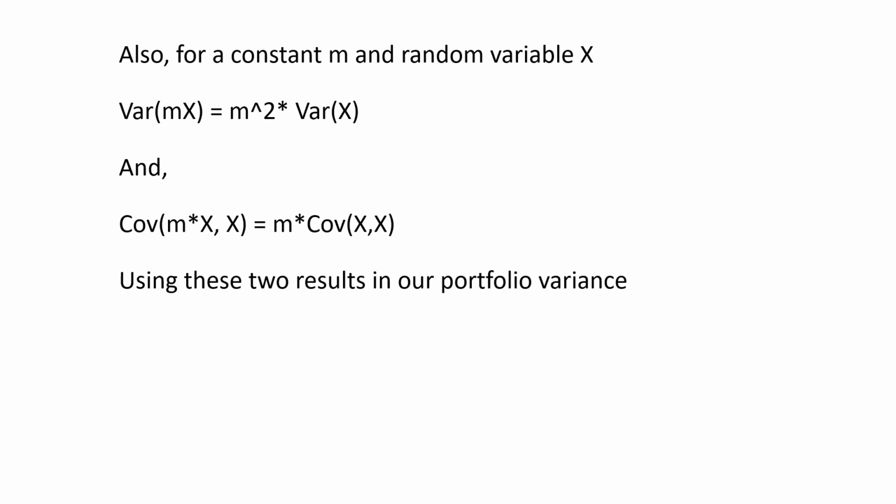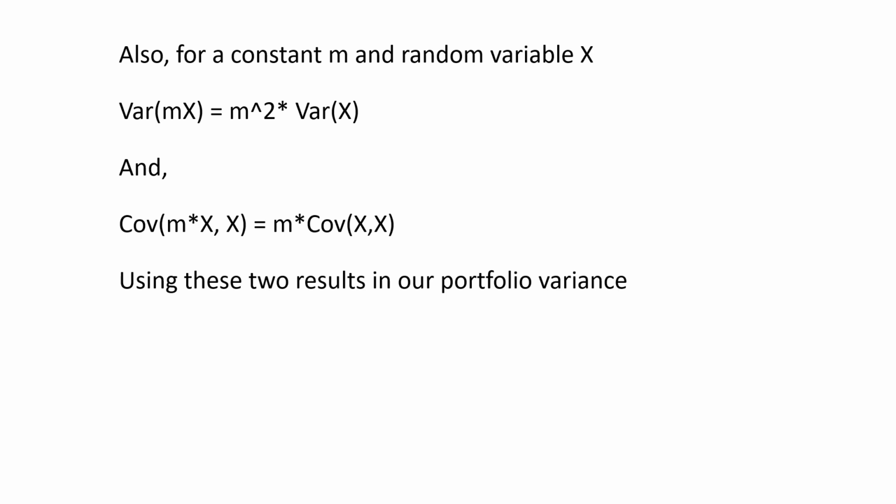Also, for a constant m and a random variable x, the variance of m times the random variable x is equal to m squared times the variance of x. And in the case of covariance, a constant times the random variable is equal to m times the covariance of x and the other random variable, whether it's x or y or any other random variable.